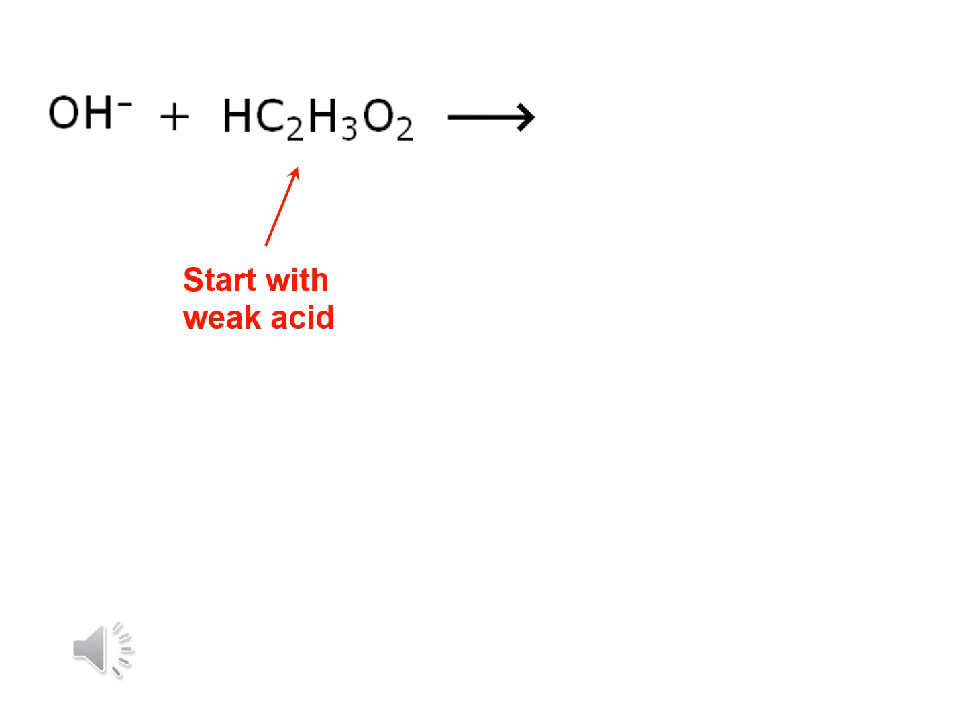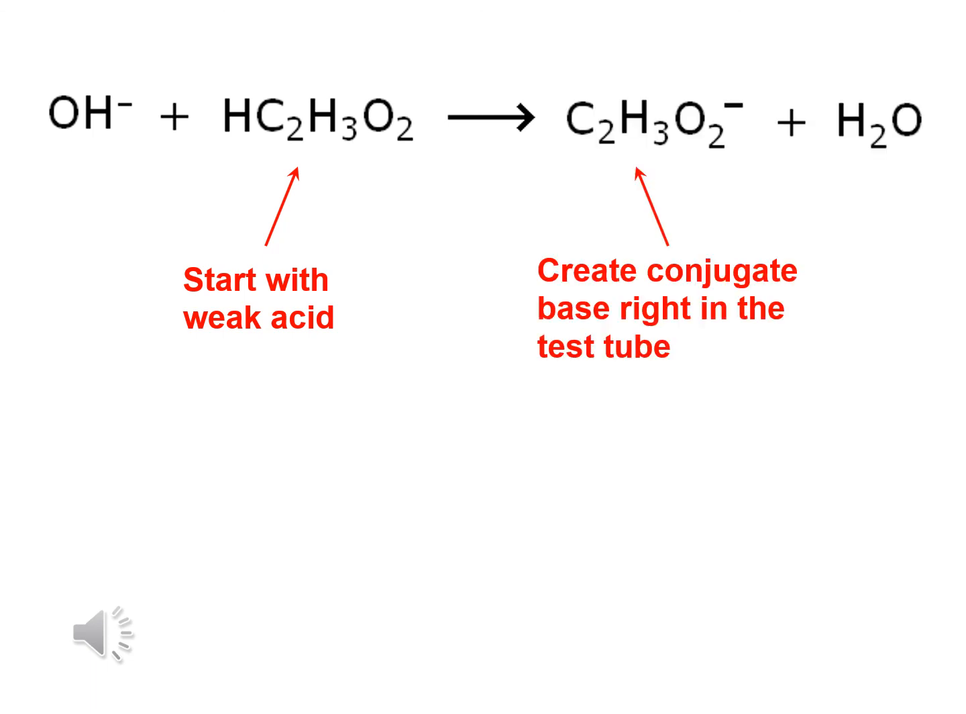When you start with the weak acid and start adding OH, the OH is going to pull off a few of the H's from the acetic acid, and you're generating the base part right in the test tube, and you can stop when the pH is just right.